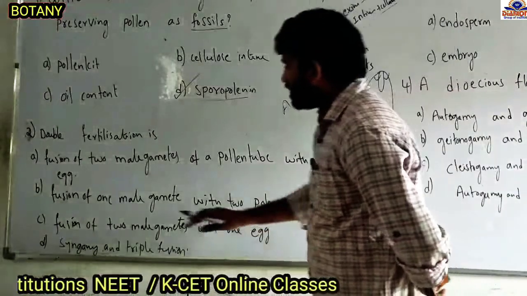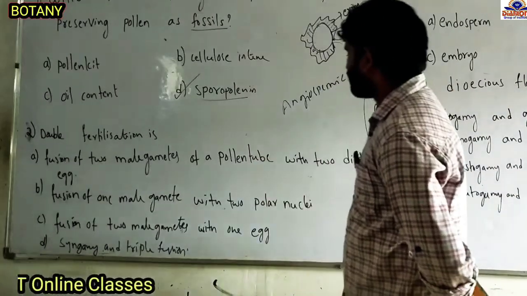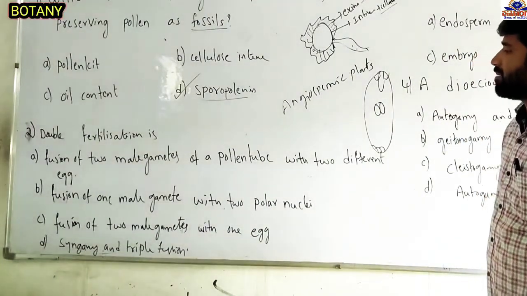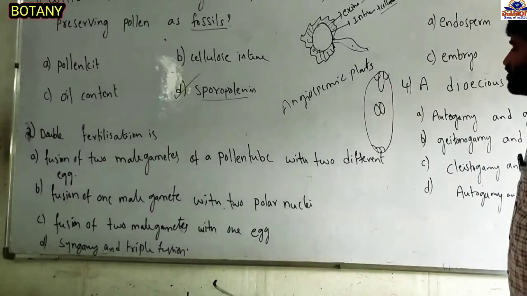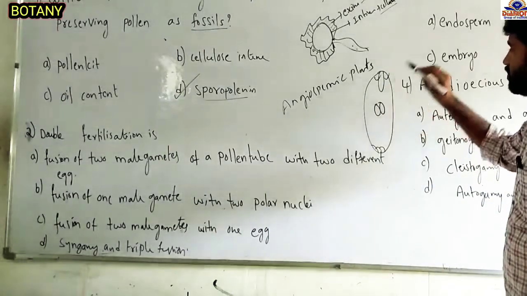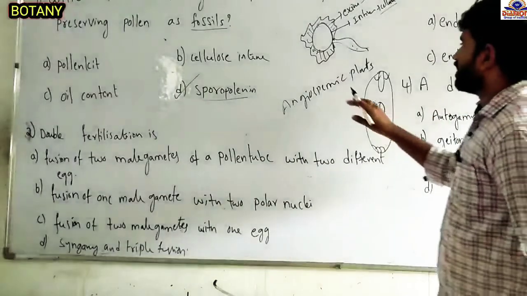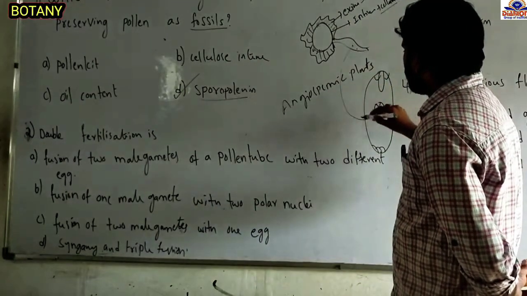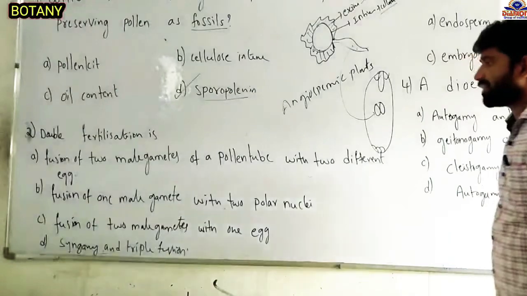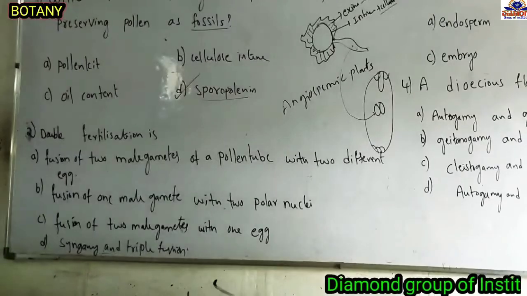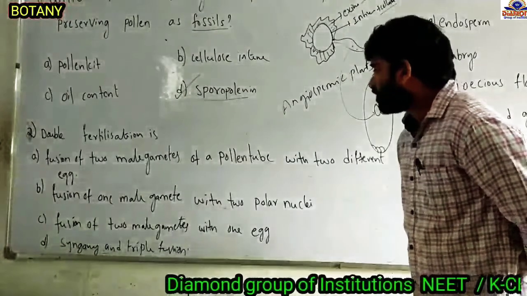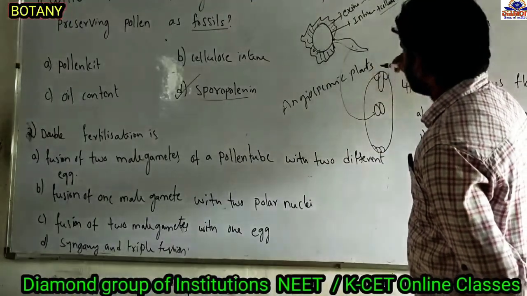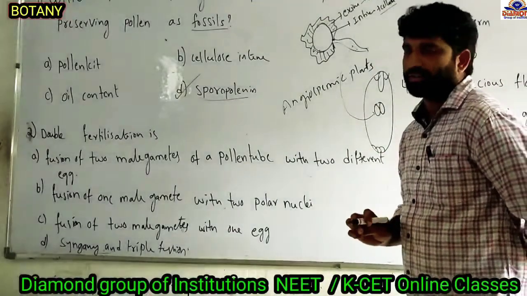Option B: fusion of one male gamete with two polar nuclei. One of the male gametes fuses with the two polar nuclei. It is also a type of fertilization, but it is not considered double fertilization. Fusion of two male gametes with one egg cell is also not considered double fertilization.